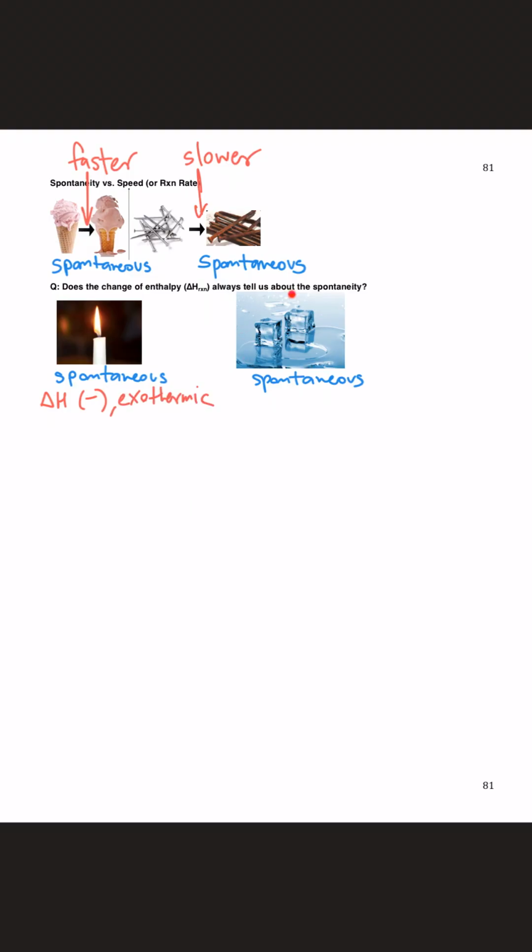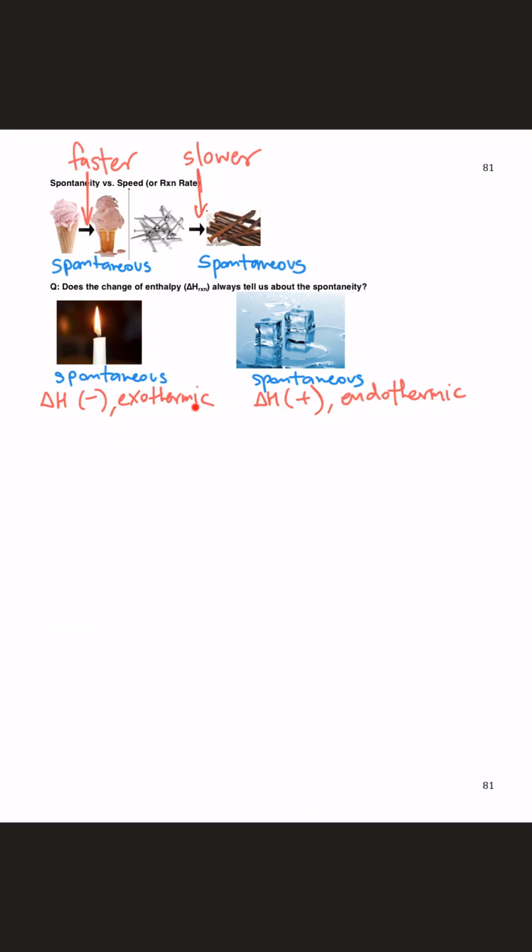On the other hand, for the melting of ice, when it changes physical state from solid to liquid, the solid needs to absorb heat in order to break down the intermolecular forces and become liquid. Therefore, the enthalpy change for this process is positive, indicating that the ice needs to absorb heat, and this process is therefore endothermic. So if you look at these two examples, both are spontaneous processes, and one of them is exothermic and the other is endothermic.